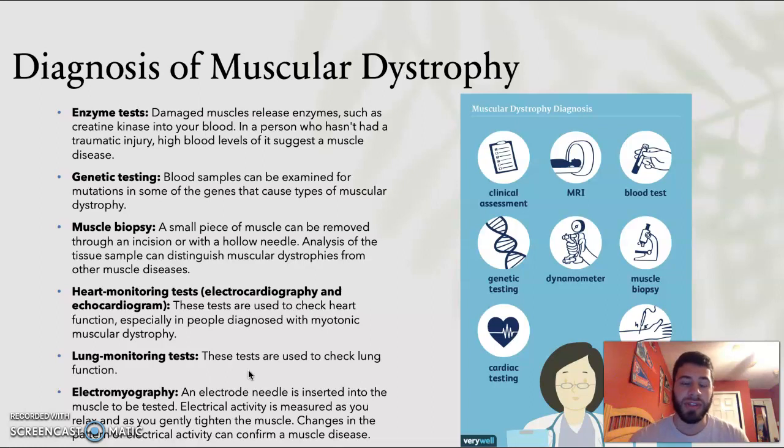And like I said, one of the symptoms and complications of people with muscular dystrophy includes respiratory issues, shortness of breath, stuff like that. Finally, electromyography is where an electrode needle is inserted into the muscle to be tested. Electroactivity is measured as you relax and as you gently tighten the muscle. Changes in these patterns of electroactivity can confirm a muscle disease.